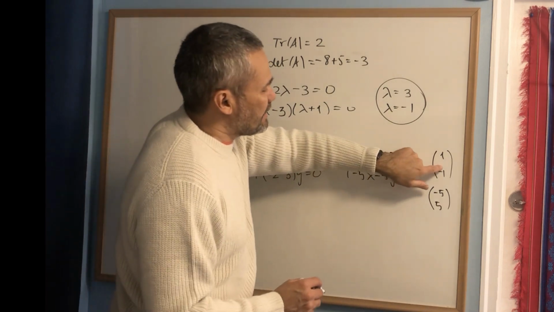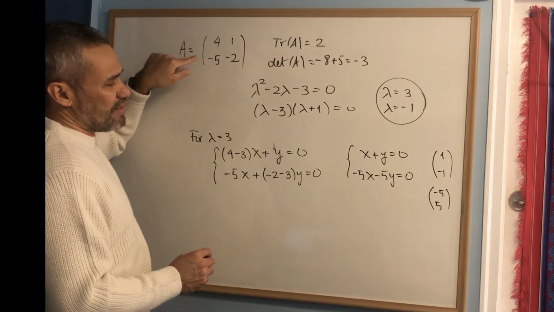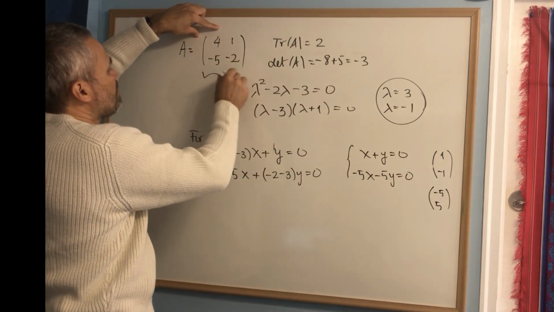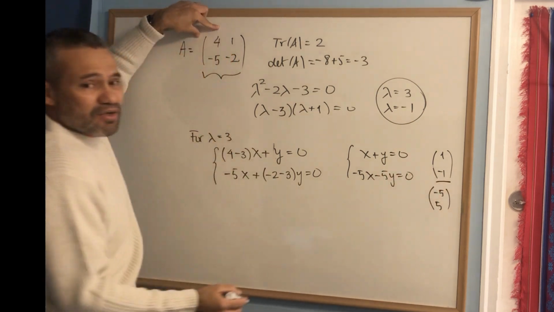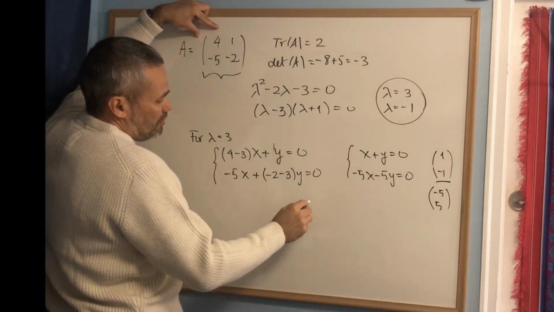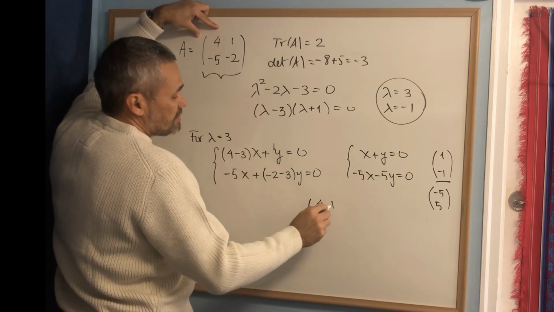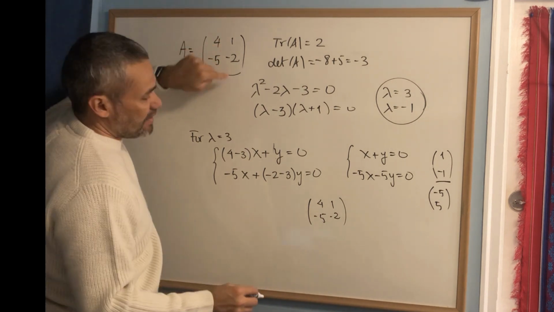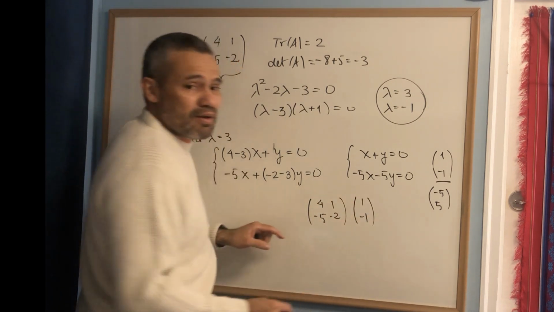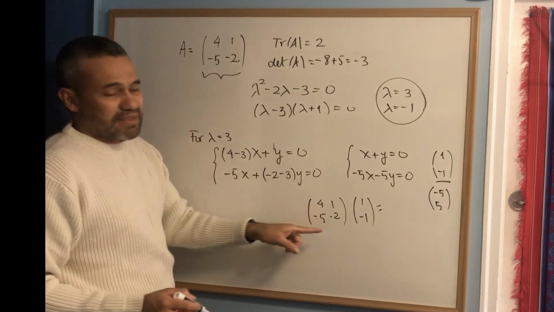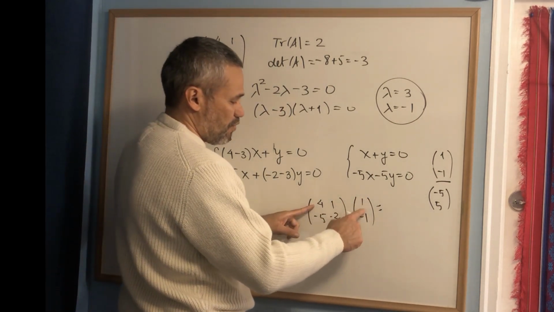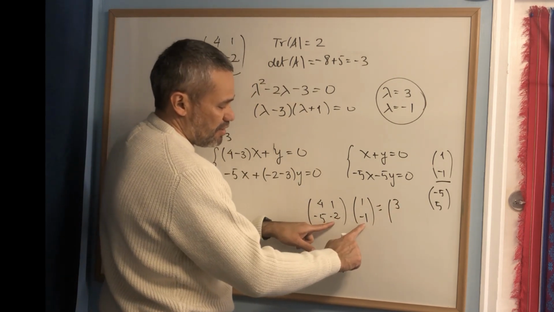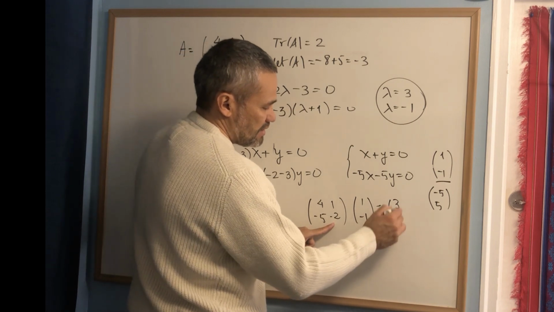We can actually check that this is an eigenvector. Remember the definition of eigenvector? An eigenvector is a vector that has the property that when you multiply this matrix by this vector, you get a multiple. Let's check that. Usually you don't have to check that, but just this time, let's do it. 4, 1, negative 5, negative 2 times 1, negative 1. What is the product? We have 4 minus 1 is 3, and negative 5 plus 2 is negative 3.